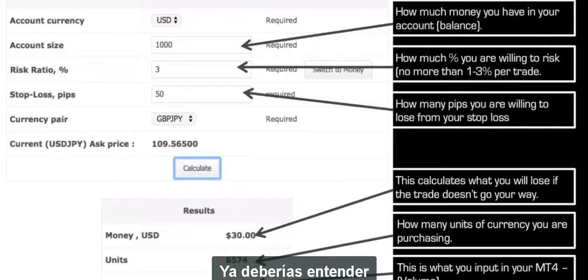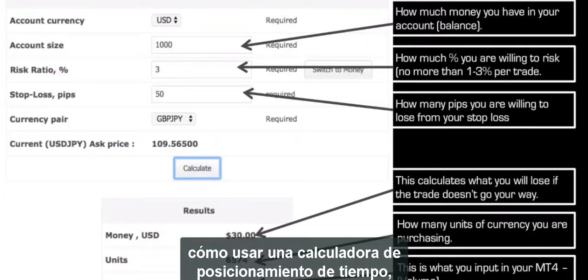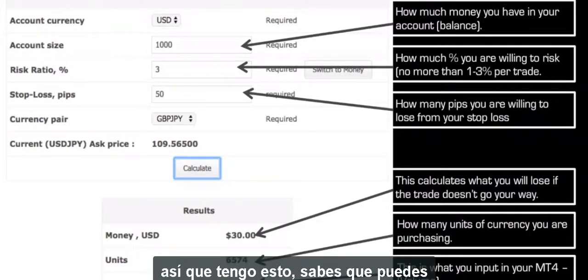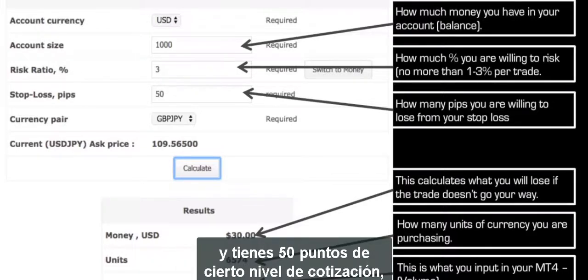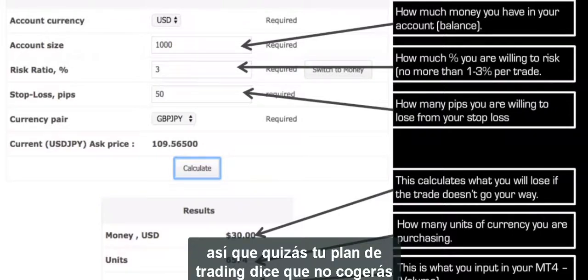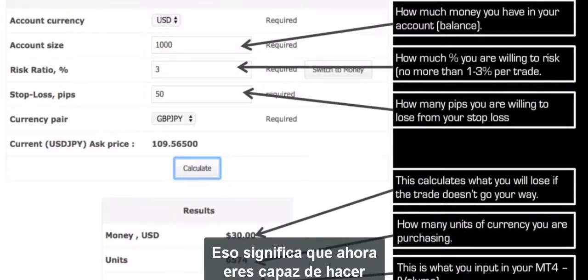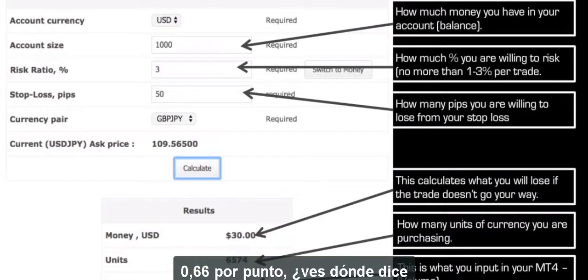By now you should have an understanding of how to use a position size calculator. So I have this, and you can take the time to pause and read through all of these little bubbles, okay? So I'm going to give you the scenario. Say you got $1,000, all right? You're using a 3% risk and you have a 50 pip stop loss. So maybe your trading plan says I won't take anything over 50. So now that means you are now able to make 66 cents per pip. See where it says the lot size? Okay. So you're going to lose $30 if the trade goes bad.